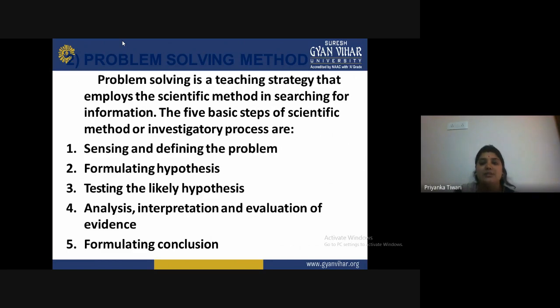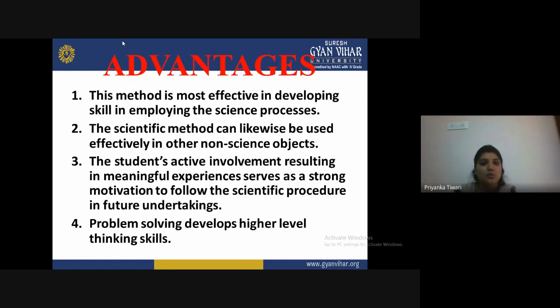The five basic steps of the scientific method or investigatory process are: sensing, defining the problem, formulating hypotheses and testing the likely hypothesis, analysis, interpretation, and evaluation of evidence, and formulating a conclusion. And now, some advantages. This method is most effective in developing skill in employing the science process.